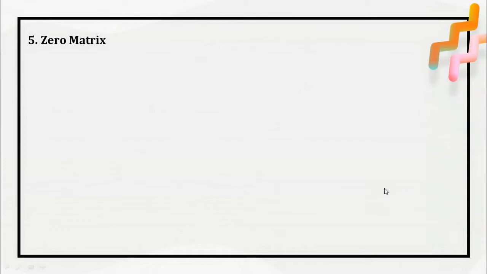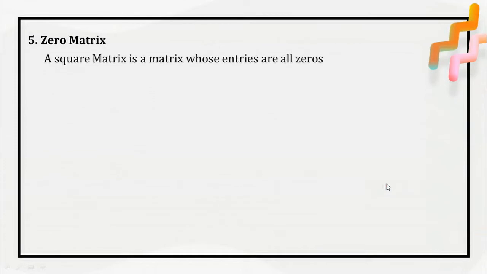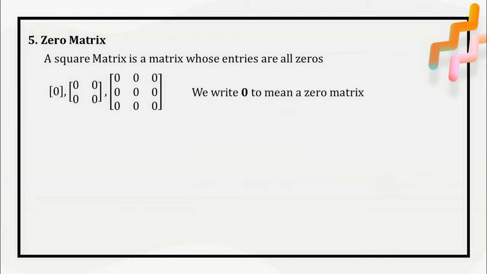Okay, number 5, the zero matrix. A zero matrix is a square matrix whose entries are all 0. All of the members, or all the elements, are 0. So we can write the zero matrix as null to mean zero matrix.